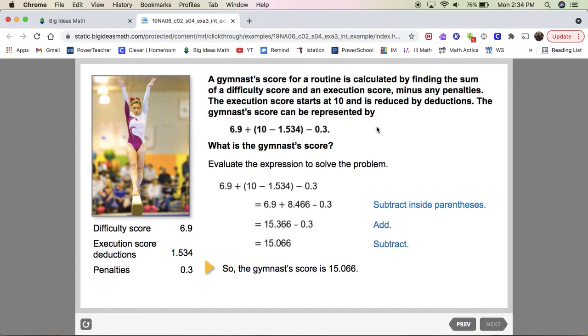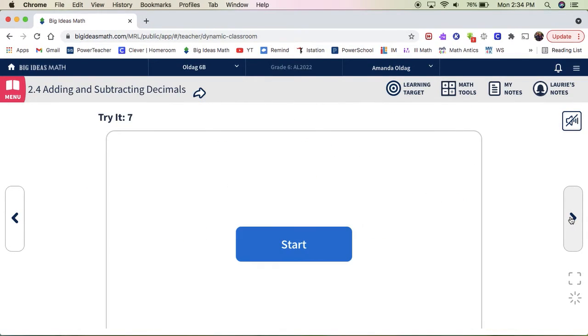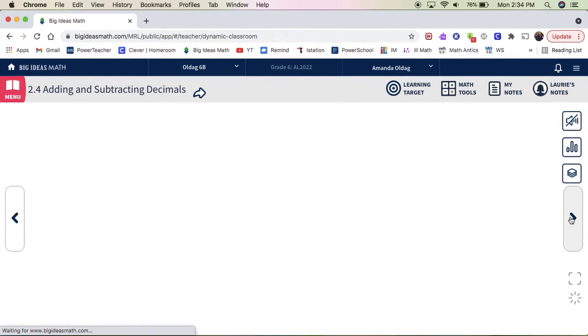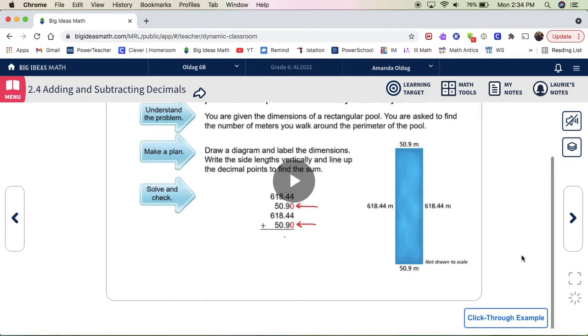All right. I think there's one more example. Yep, one more.